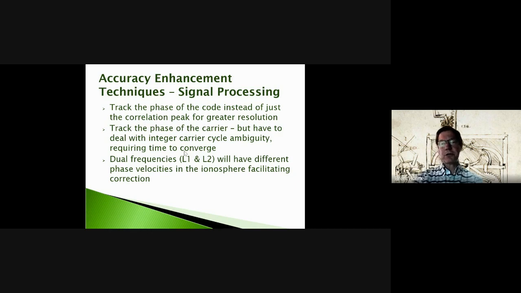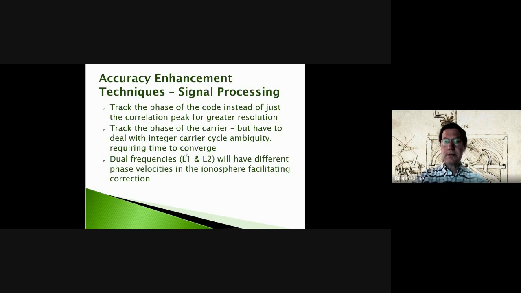I touched on this earlier. We do have two frequencies that are available to us, L1 and L2. There are some newer frequencies coming online also. If your receiver supports both of those frequencies, now, as it turns out, the ionosphere is what we call dispersive. In other words, the speed of the wave traveling in that ionosphere is a function of frequency, right?